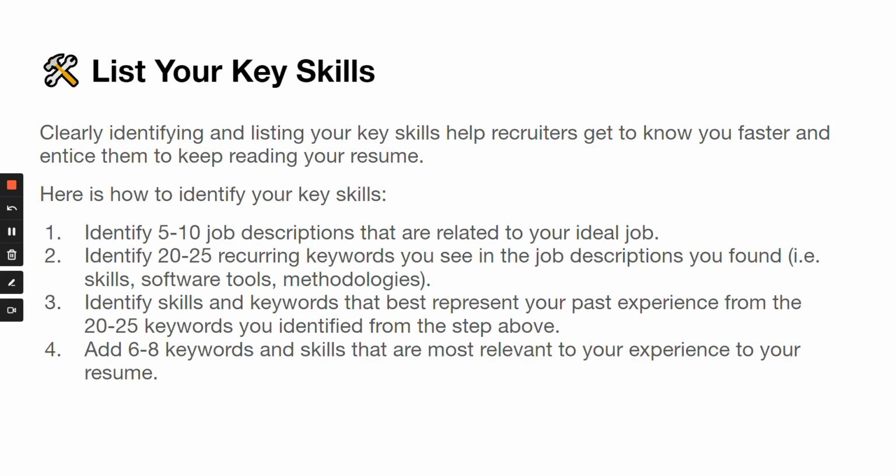Basically, listing your key skills is another great way to tell your recruiters or your interviewers what skills you have developed over time, without them needing to go through your resume and figure those things out, right?